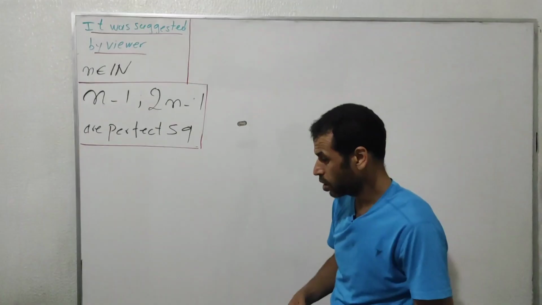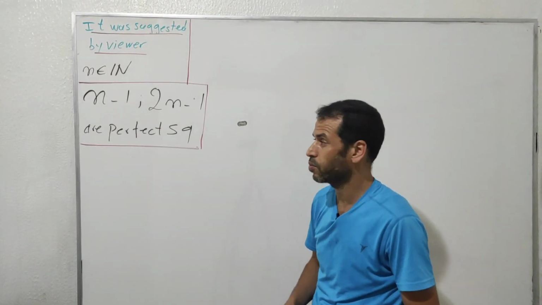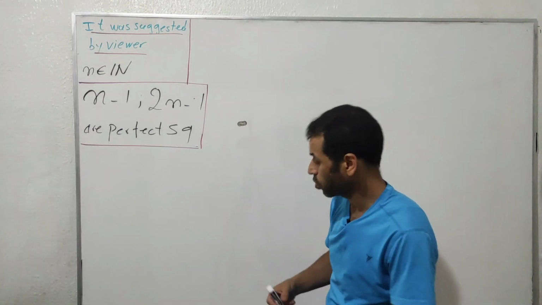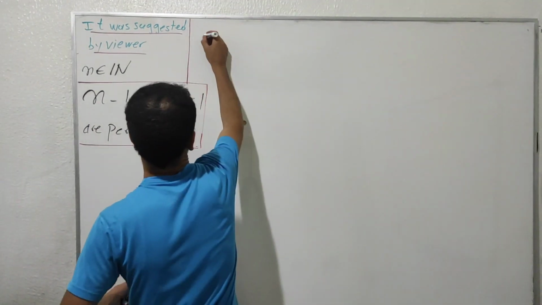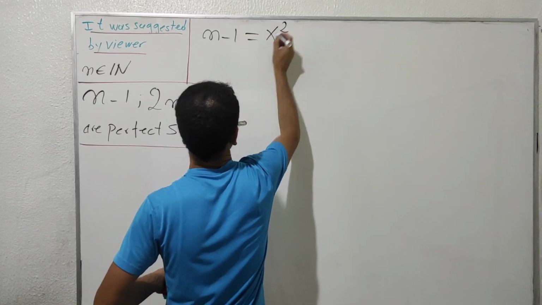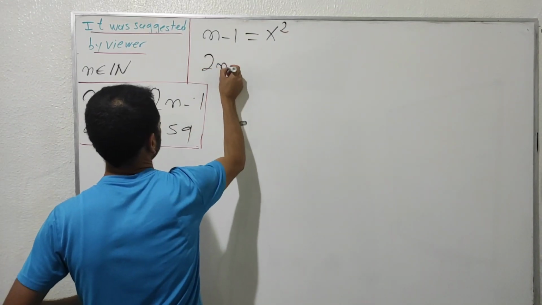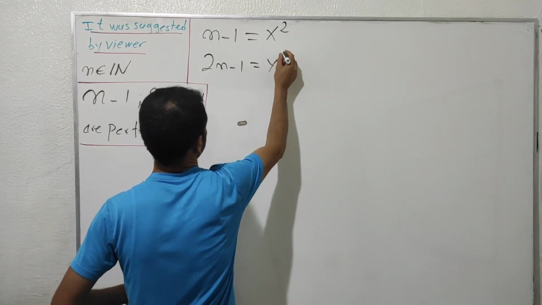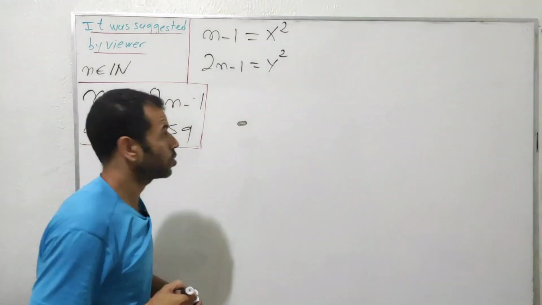In fact, this is a very nice and interesting problem to work on. So now let's go through this one. We are saying n minus 1 is a perfect square, which is x squared. The other one, 2n minus 1 equals y squared. Both are perfect squares.